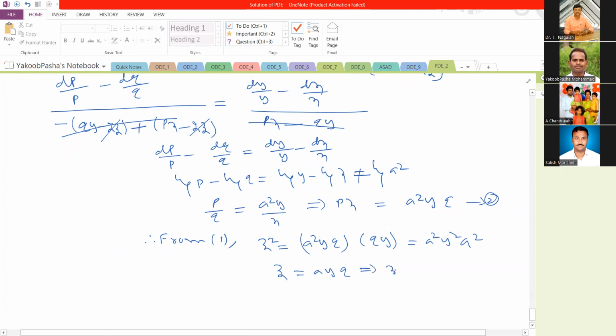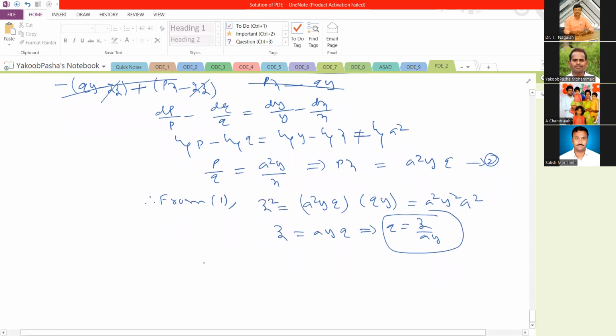From this, I'm writing Q value. Q is equal to Z by AY. Q is equal to Z by AY, substitute this value in equation 2. Therefore, from equation 2, Px is equal to A square Y, Q value Z by AY. Y A cancel. From this we can write P equal to AZ by X.